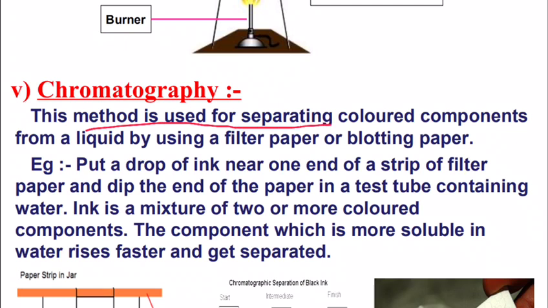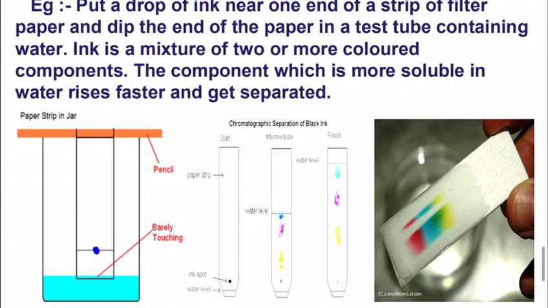This method is used for separating the colored components from a liquid by using a filter paper. So basically in your syllabus is paper chromatography. There is a blotting paper or special chromatographic paper available in the market, which we bring in the lab also, and we can show in the lab how the different colors are separated with the help of chromatography. Now how it is performed, that is the main basic thing. In this technique, we take a chromatographic paper and cut it in a rectangular shape.